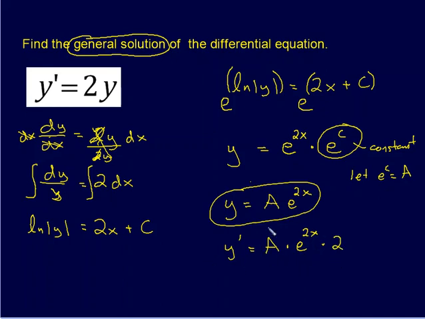And now look at this. If I parenthesize A times e to the 2x, that was your original function y, wasn't it? And so we really do have y prime equals 2y, which is what we were asked to solve. So we've verified that this equation actually is a solution of this differential equation. Okay, let's look at another example of this.